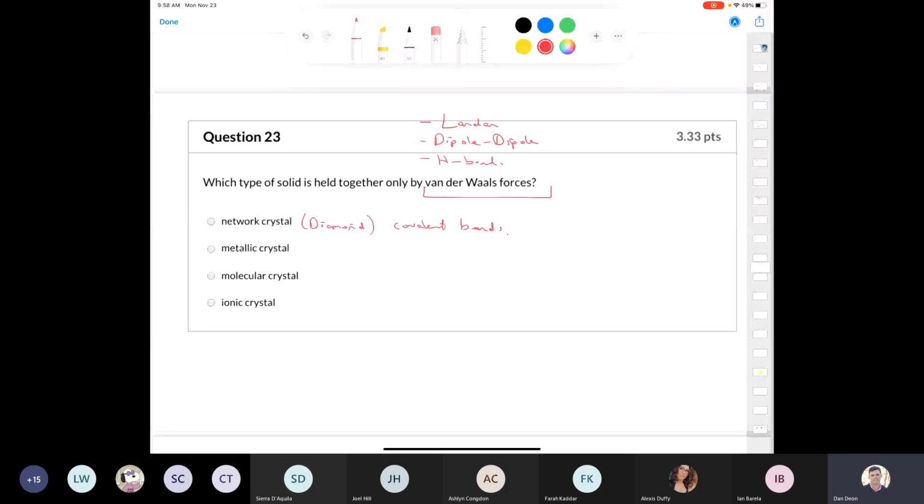The next one is a metallic crystal. That's held together by the electron sea, so to speak, or sometimes we just call them metallic bonds. A molecular crystal and an ionic crystal. Well, an ionic crystal is going to be held together by ionic bonds, but a molecular crystal is going to be held together by intermolecular forces, either London, dipole, or hydrogen bond, right? Because it's just a collection of molecules.